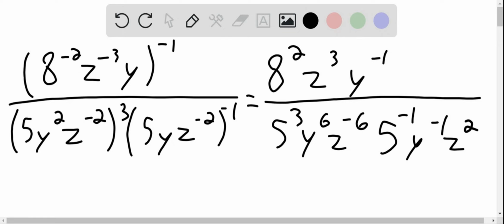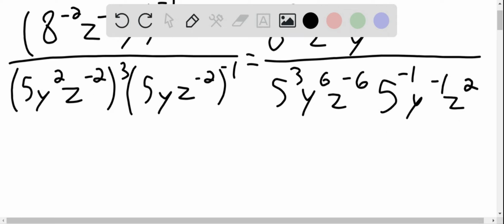This is a lot to work with, so let's try and simplify it at least just a little bit. So on the top, let's leave everything the same except for the y.